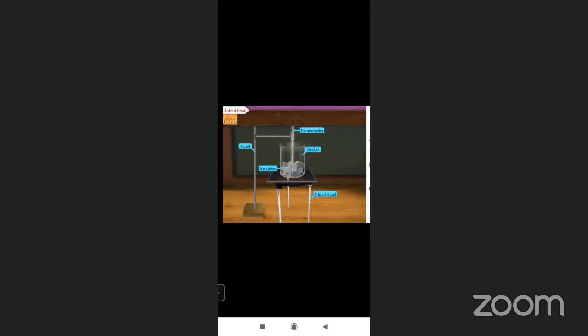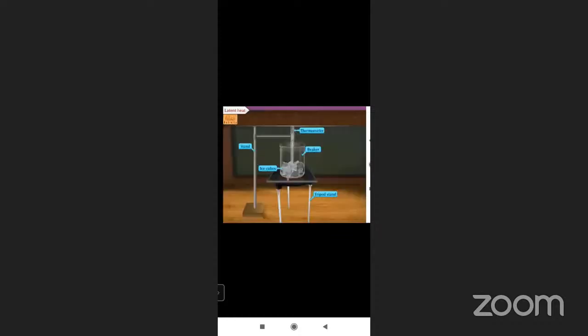Now this is the activity we have to do. After doing this activity, we'll see what the observations are. You will observe that the temperature of the mixture remains 0 degrees Celsius till the ice melts completely, right? Initially, when we are doing this activity, we will notice that the temperature of the mixture remains 0 degrees Celsius till the ice melts completely.